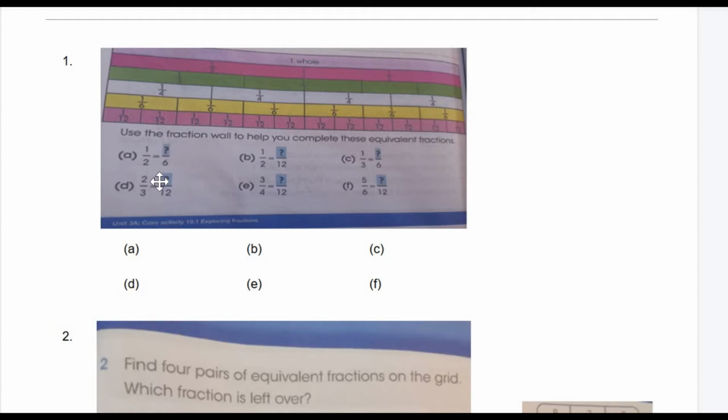A says, what is the equivalent fraction for 1 out of 2 or a half? Here, because we have a half here, so we just write half of 6. What is half of 6? 3. So in this case, we write 1 out of 2 equals 3 out of 6.